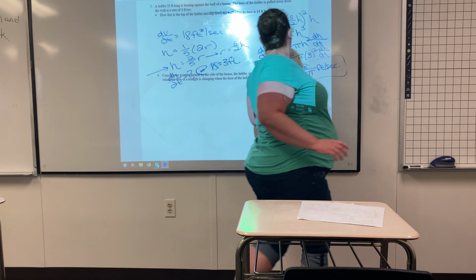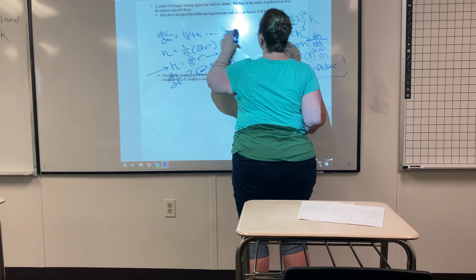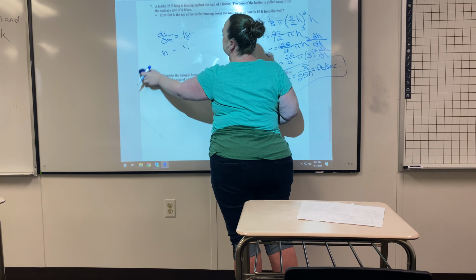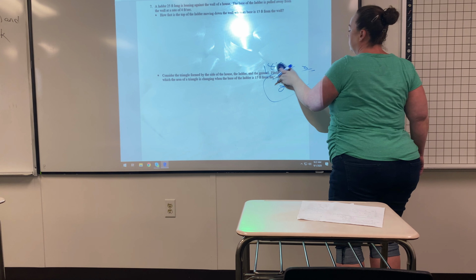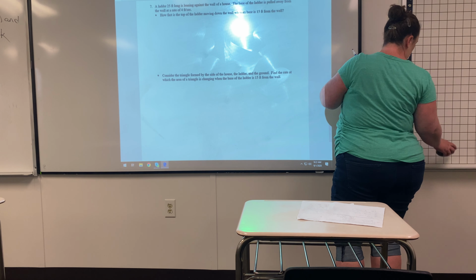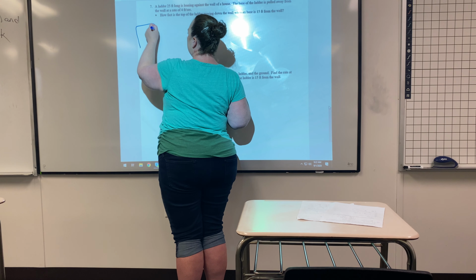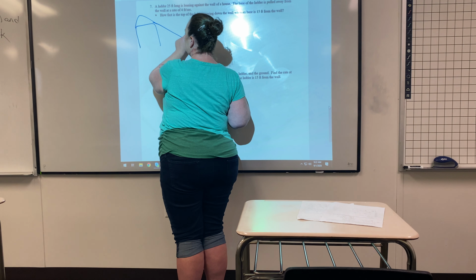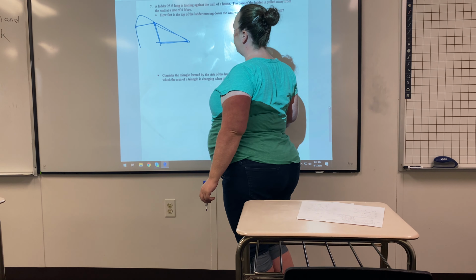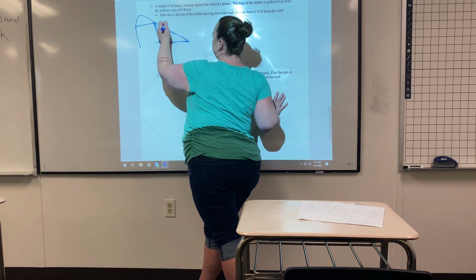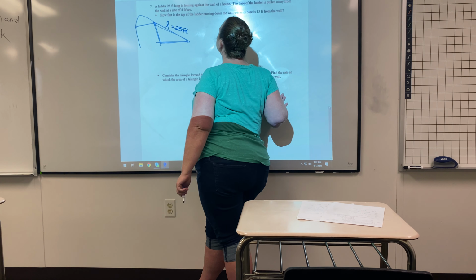A ladder is 25 feet long and is leaning against the wall of the house. The base of the ladder is pulled away from the wall at a rate of 4 feet per second. How fast is the top of the ladder moving down the wall when the base is 15 feet from the wall? Fine. So we have house, ladder, wall. So really what we're dealing with is this right triangle right here, okay? So the ladder is 25 feet long. Fine.